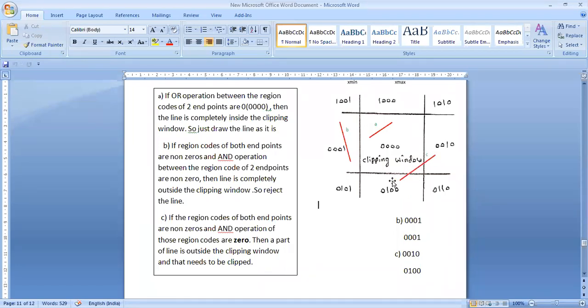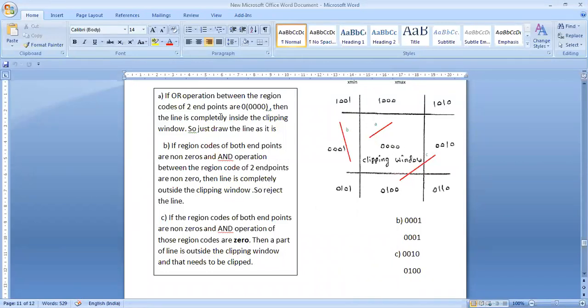Now let us see how to come to a conclusion that a line is completely inside. For this line, both the endpoints have region code 0, 0, 0, 0. This endpoint and this endpoint, both endpoints' region codes are 0, 0, 0, 0.